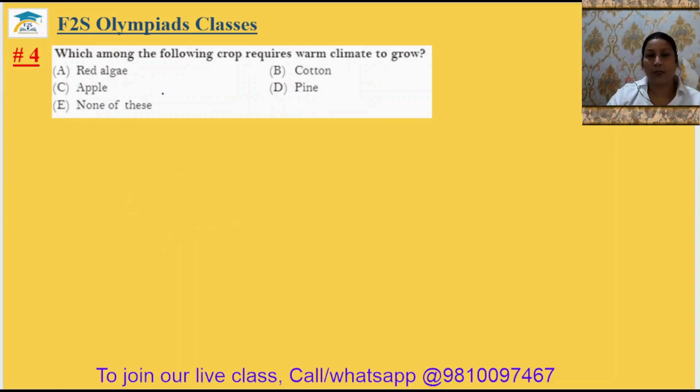Question number 4. Which among the following crops requires a warm climate to grow? Red algae, cotton, apple or pine. Cotton needs black soil and a warm climate to grow. So the fourth answer will be option B.